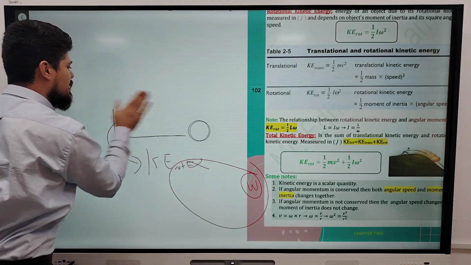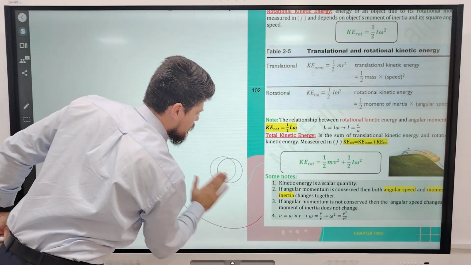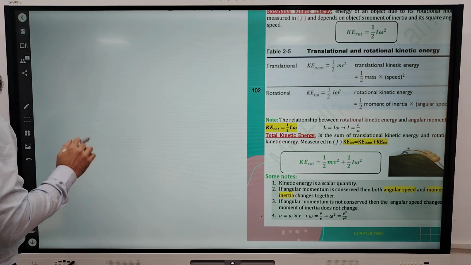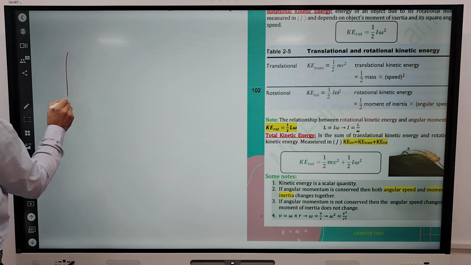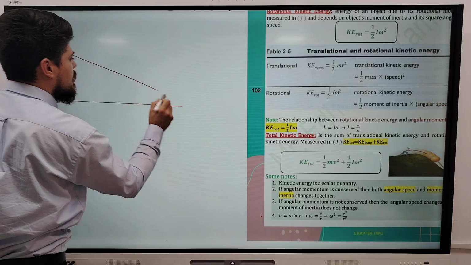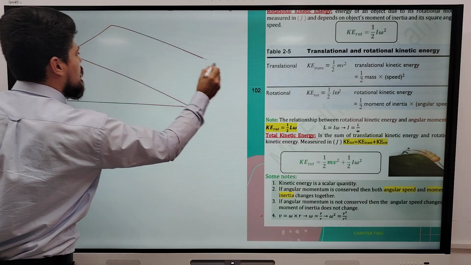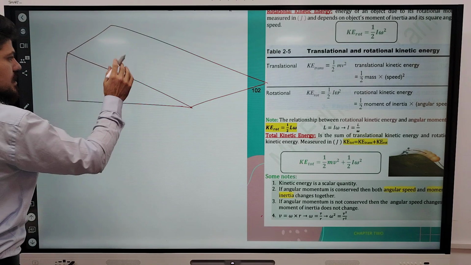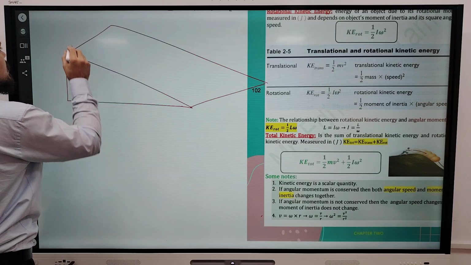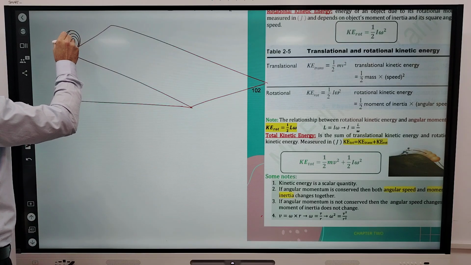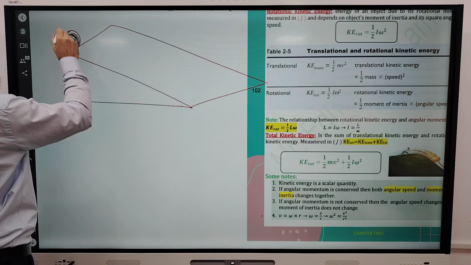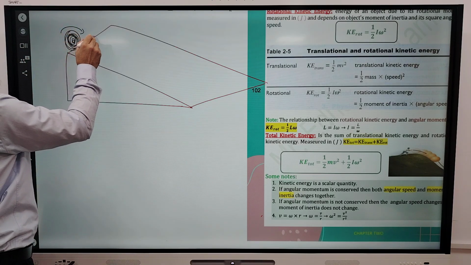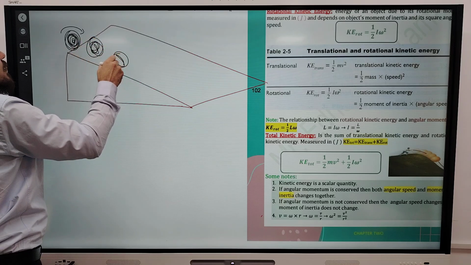What is total kinetic energy? The word total means the summation, or the sum, of all kinetic energy. For example, if we have an inclined surface, assume that this is a rough surface. It has friction. If you release this bowling ball on this rough inclined surface, the object starts rolling down.